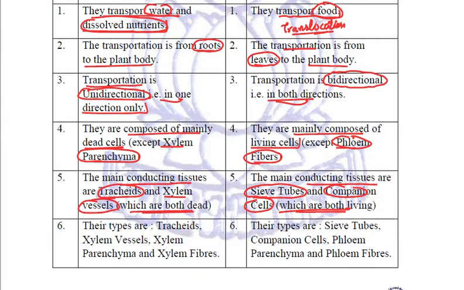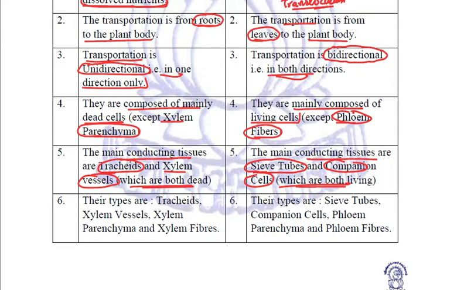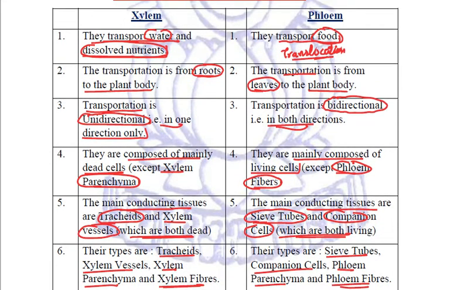Talking about the types of xylem, four types of xylem we have studied: tracheids, xylem vessels, xylem parenchyma, and xylem fibers or xylem sclerenchyma. And talking about the phloem, their four types are sieve tubes, companion cells, phloem parenchyma, and phloem fibers.